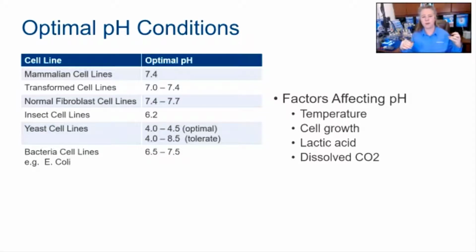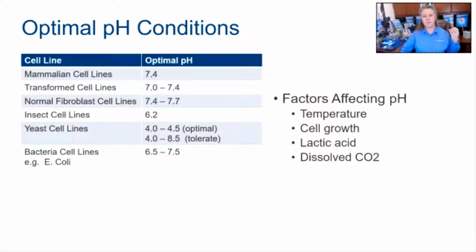Now, the information I give you here are some ranges. If you have a special cell line that you have modified genetically, it might have different pH requirements. But mammalian tends to be pretty happy right around neutral, 7.4, slightly basic. Transformed cell lines are a little bit broader. Fibroblasts, a little more basic. Insect cells like it a little more acidic. Yeast is a pretty tolerant little critter. It really prefers acidic conditions, but it can tolerate a wide range from about pH 4 to pH 8. And bacterial cell lines are about 6.5 to 7.5.